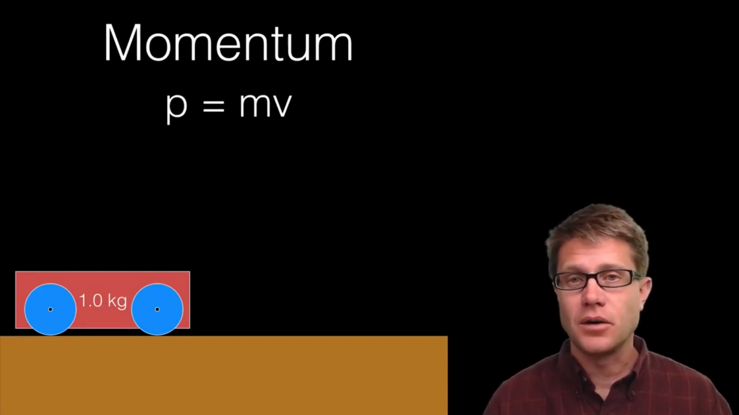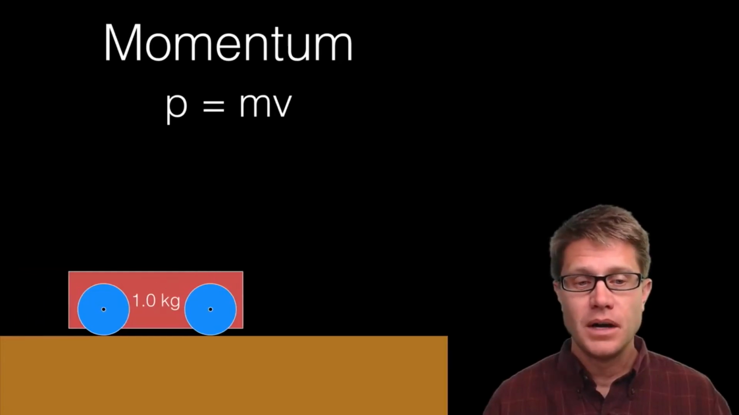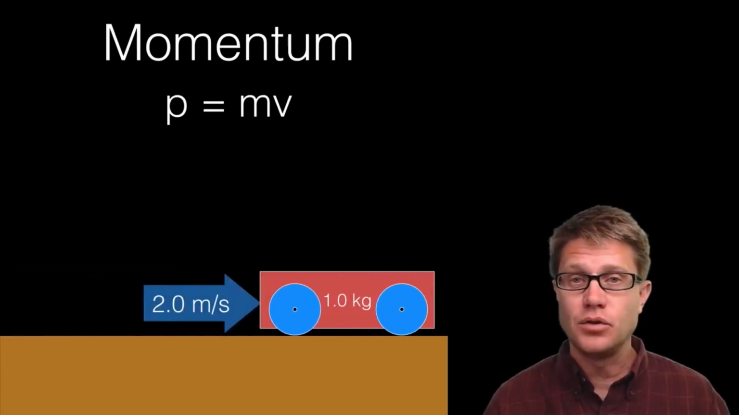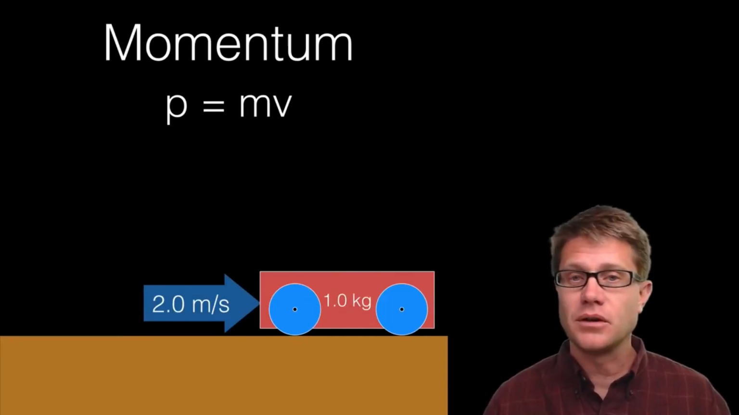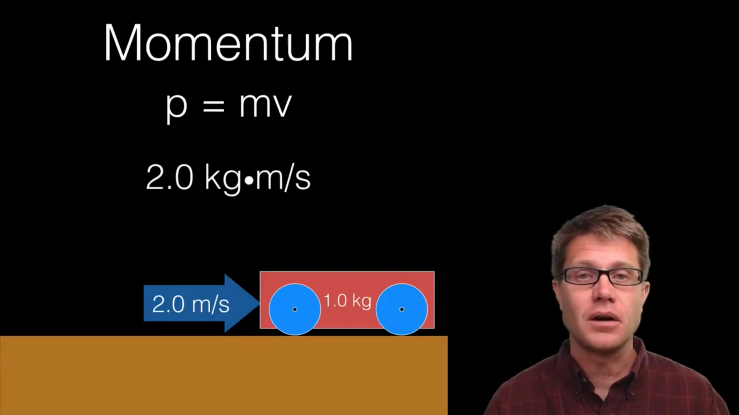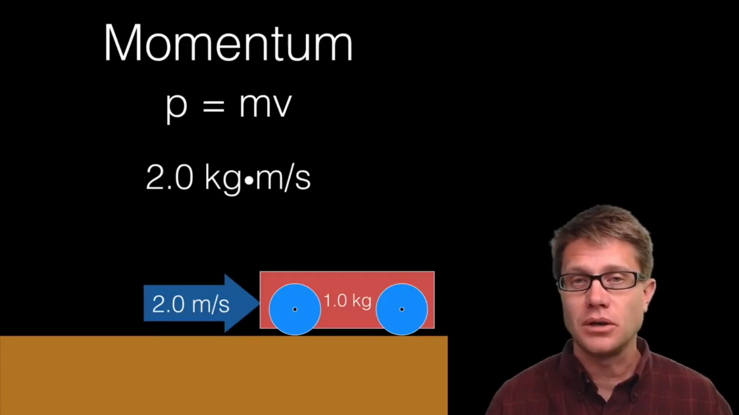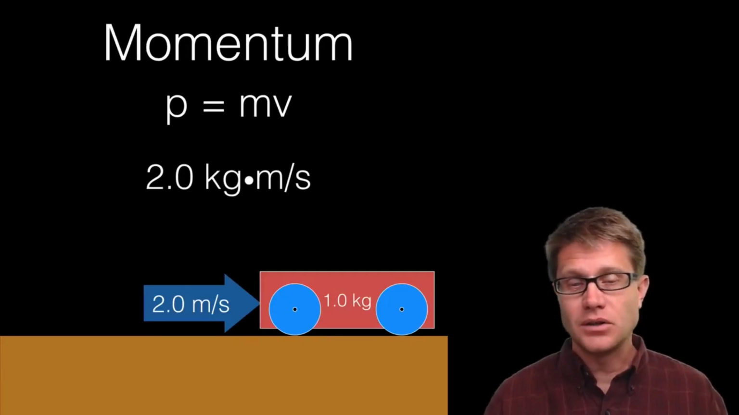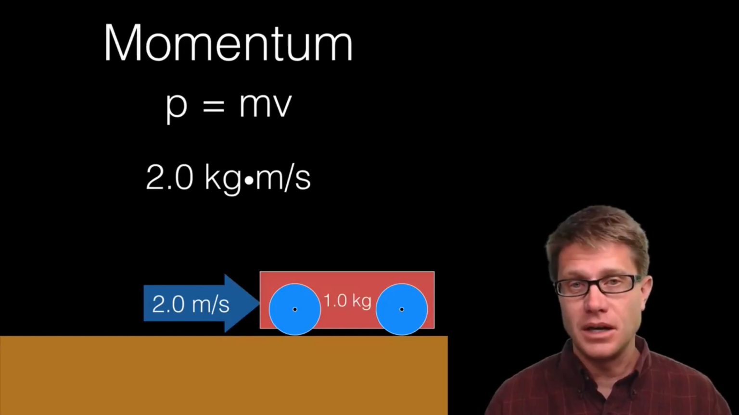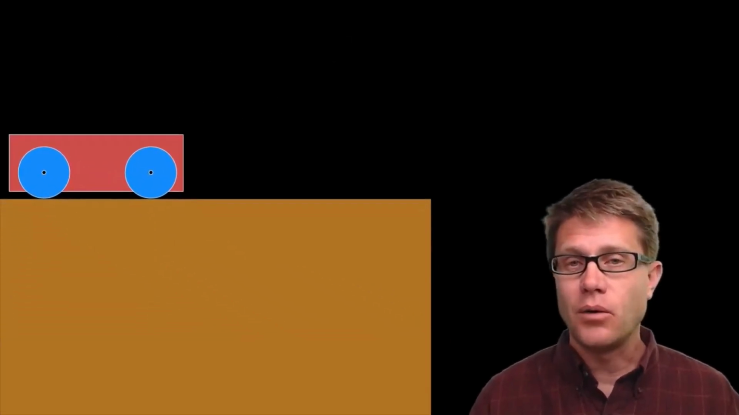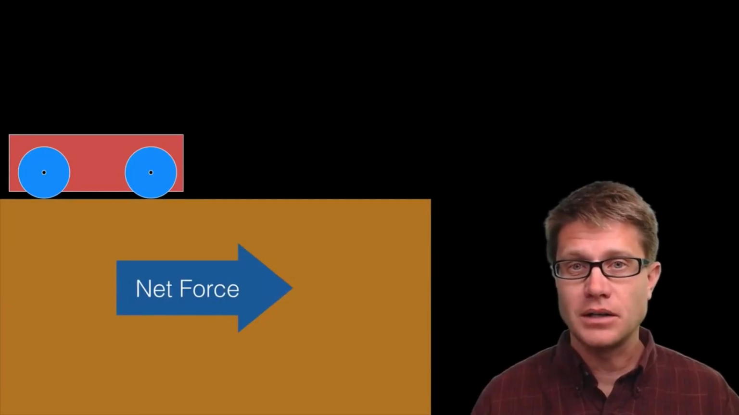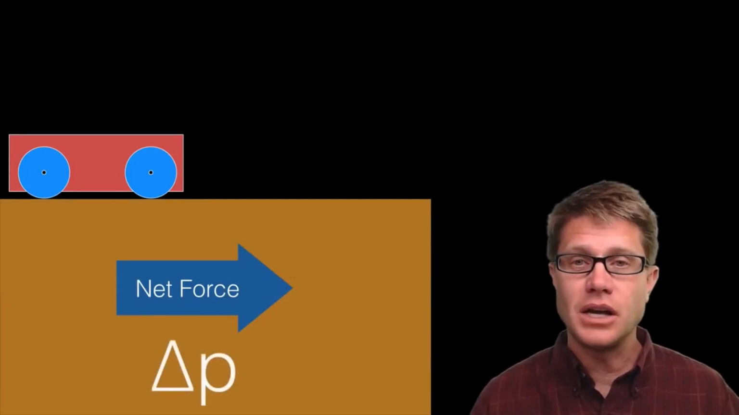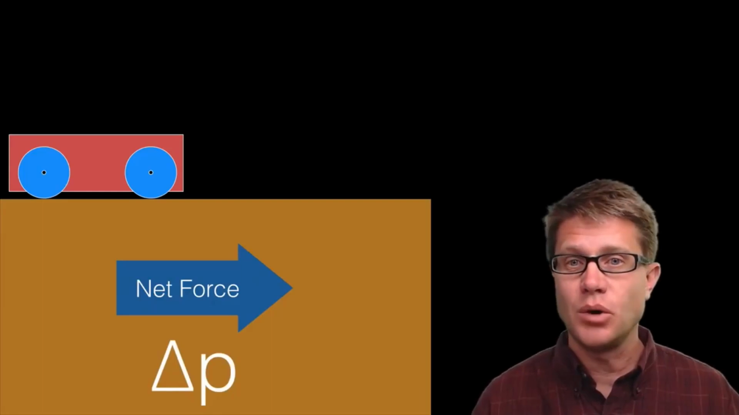So if we have this cart here, a 1.0 kilogram cart, and it's moving with a velocity of 2.0 meters per second, figuring out its momentum is really easy. You simply multiply 1.0 times 2.0, and so our momentum is going to be 2.0 kilogram meters per second. And so if we add velocity to the right, we're going to increase that momentum. Now, one thing that you need to remember is that the net force on an object is going to affect that change in P, or that change in momentum.